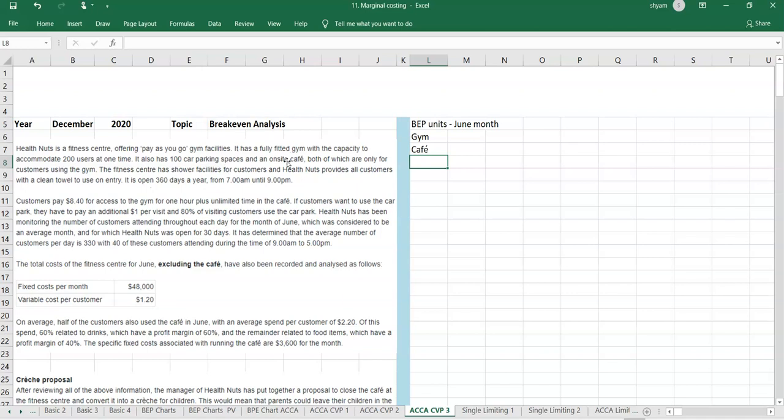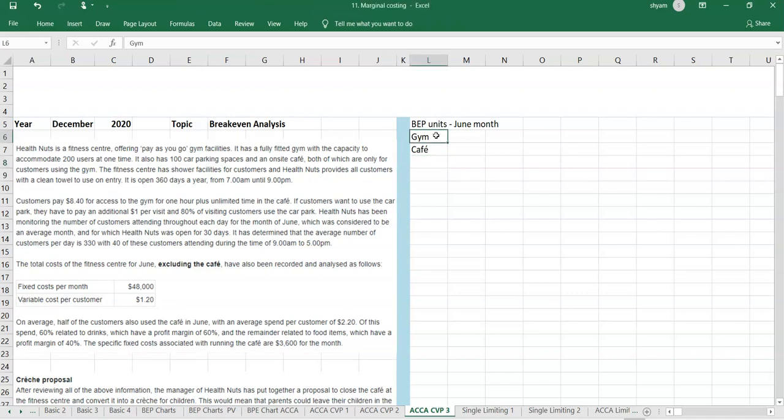So this is the general information. It is a pay as you go facility. You can pay and use it, and it has a capacity of 200 users and 100 car parking spaces, and it's available only for gym users. They also have a cafe. The cafe and the car parking facility are only available for the gym customers, and they also give a clean towel. The time is from 7 a.m. to 9 p.m.